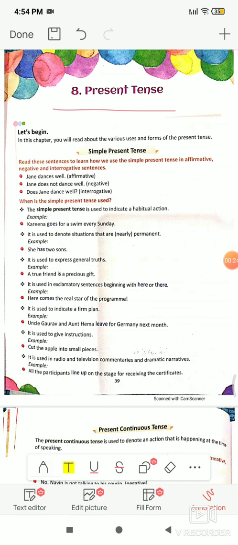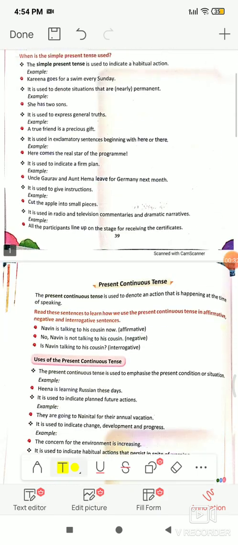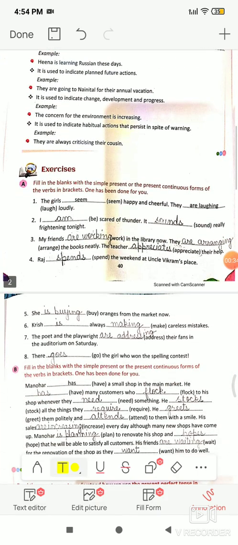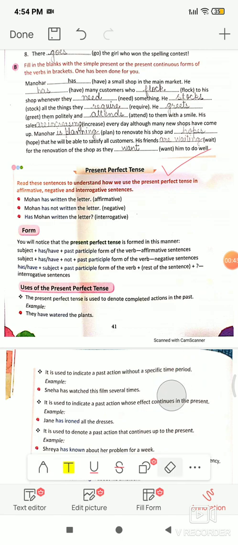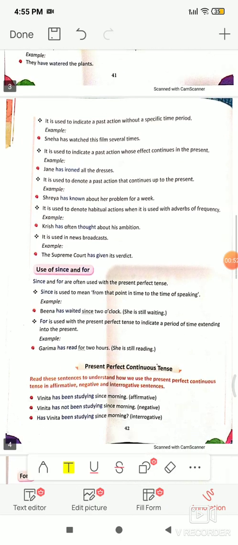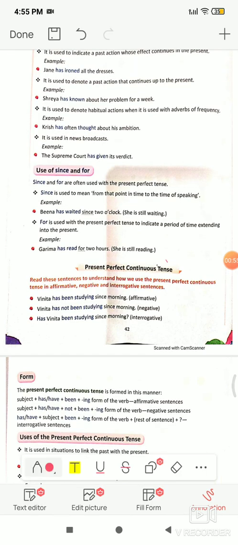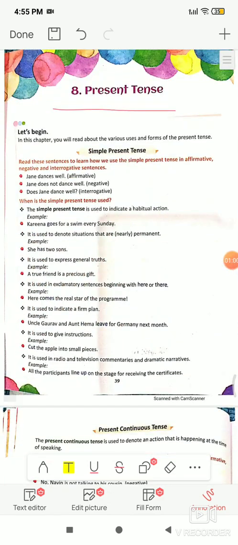So, one is simple present tense. As you can see here, this is the simple present tense. Then, present continuous tense. Then we have present perfect tense. Then we have present perfect continuous tense. This is present perfect continuous tense, right? So we will be starting with simple present tense.